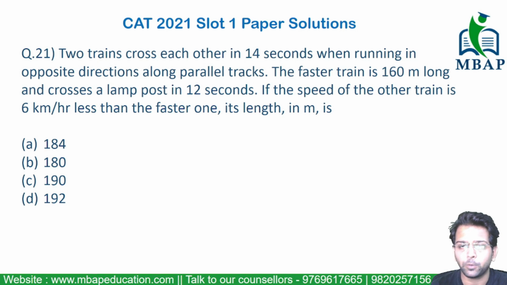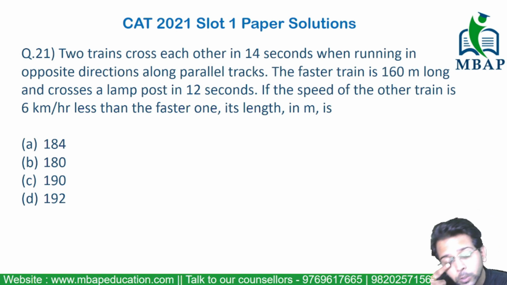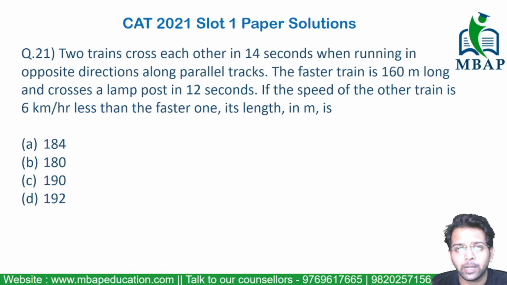Have a look at the next easy question, which is on the topic of time, speed and distance. Read the question well. Two trains cross each other in 14 seconds when running in opposite directions along parallel tracks. The faster one is 160 meters long and crosses a lamp post in 12 seconds. So the faster train is able to cross its own length, which is 160 meters, in 12 seconds.